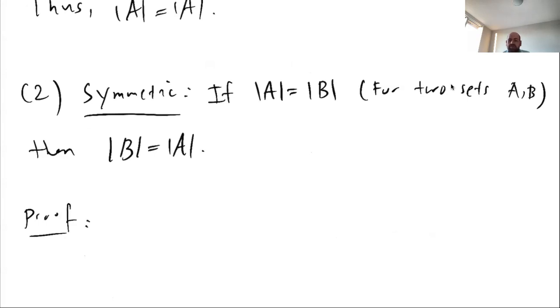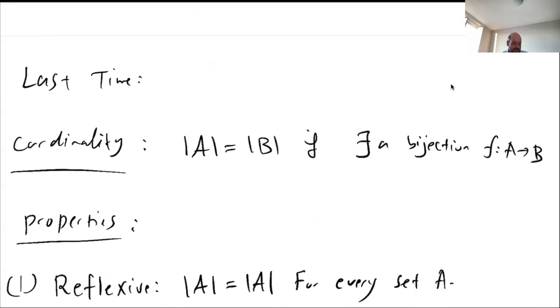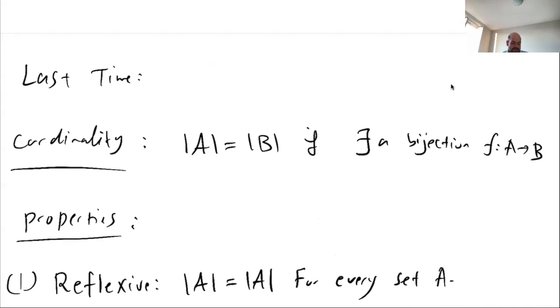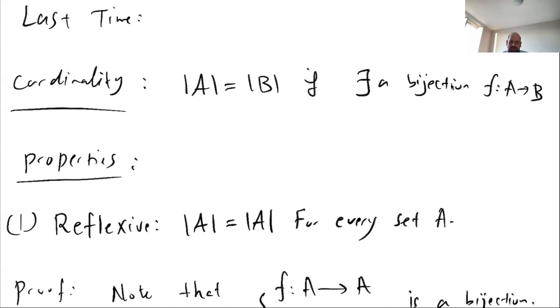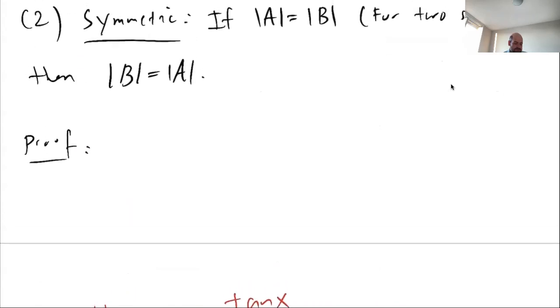Again, it looks very obvious, but things are not as obvious as they look. Because cardinality A equals cardinality B according to the definition means what? So let's look at the definition. Cardinality A equals cardinality B if there is a bijection f from A to B. So please note the order. There is a bijection f from A, the first set, to the second set B.